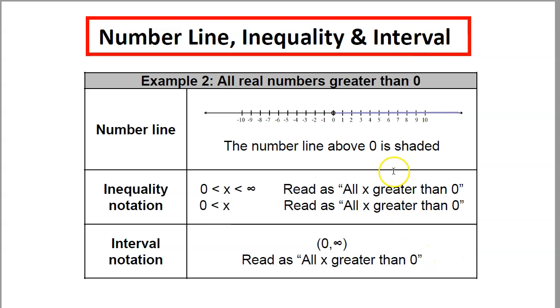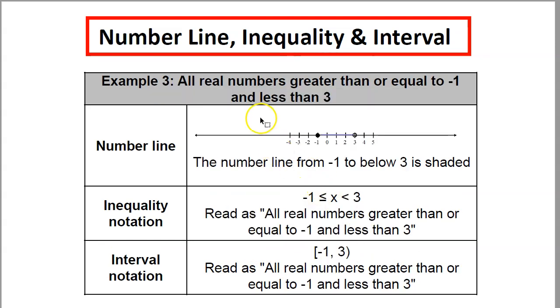For example 2, we look at all real numbers greater than 0. Here, the 0 has an open circle, and the number line above 0 is shaded. Our inequality notation has two options. We could write x is greater than 0, or 0 is less than x is less than infinity, and read that as all x greater than 0. Our interval notation is an open parentheses 0 to infinity.